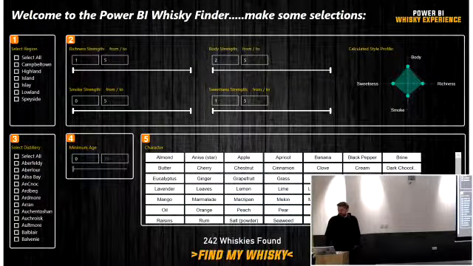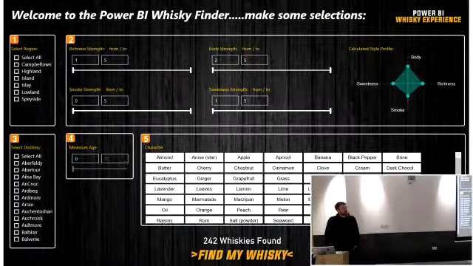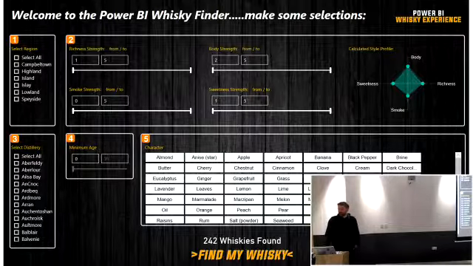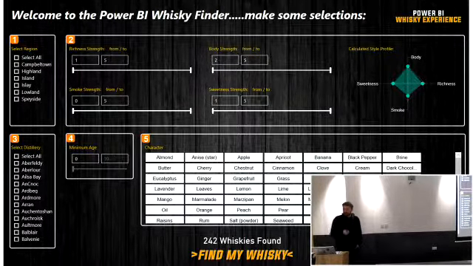And I like to show this one also. This one actually won a Power BI reporting contest. It's a Whisky Finder. You select your region, strength, distillery, age, and character, and then you find your type of whisky.